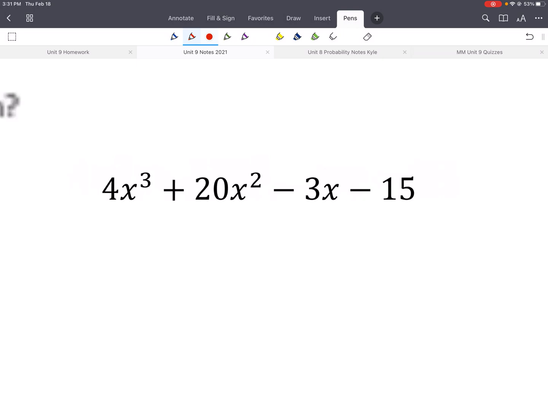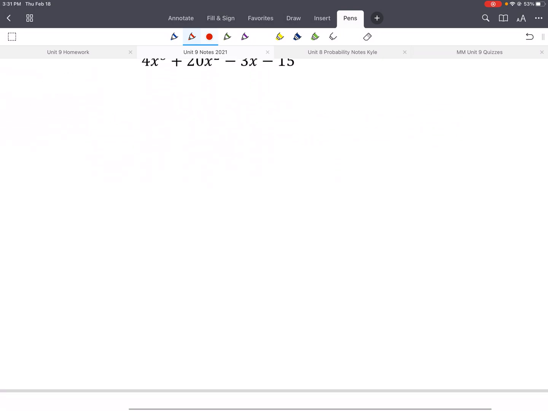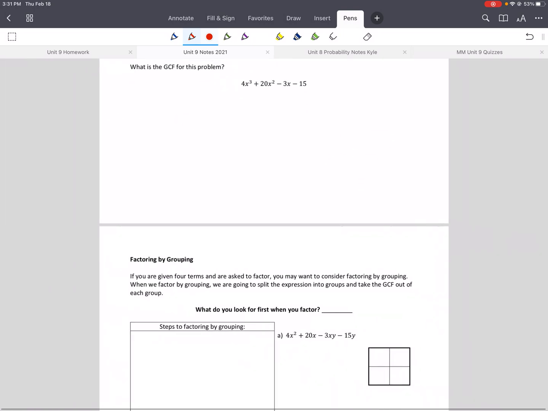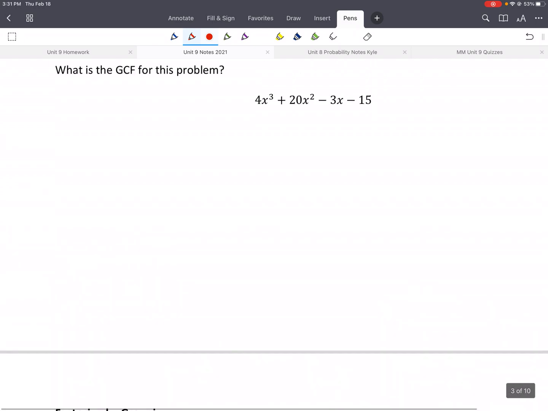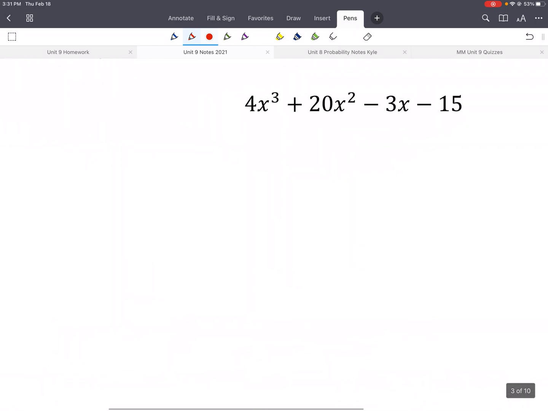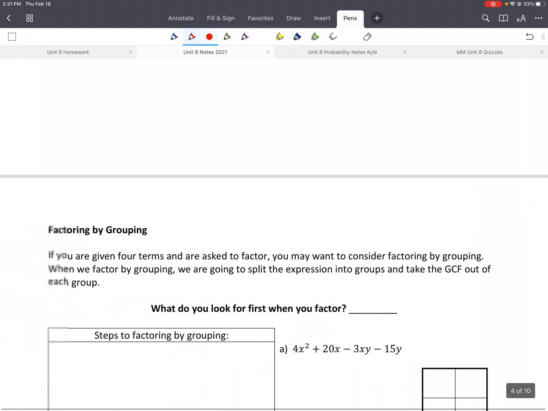But we're going to learn something a little different, which is called factoring by grouping. Okay? If you have 4 terms, this is a really good way to factor. In effect, let's look at a problem. Well, let's do it over here.